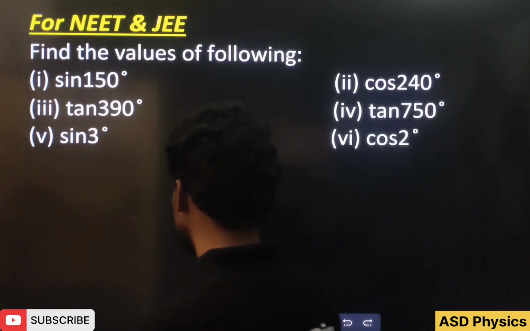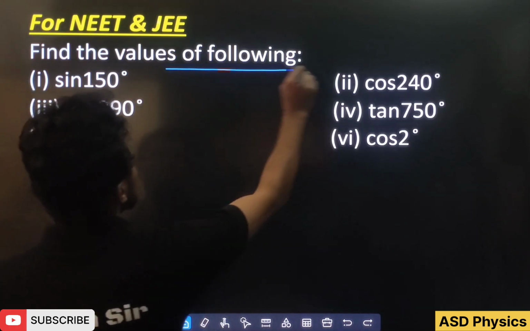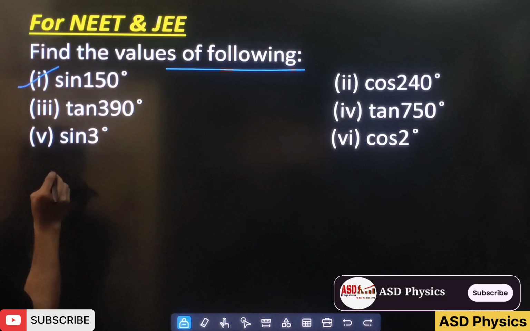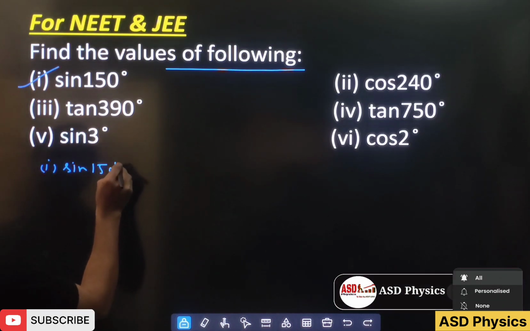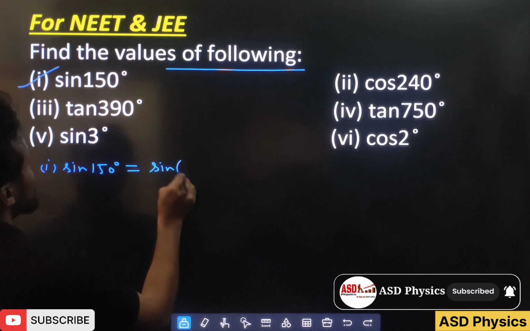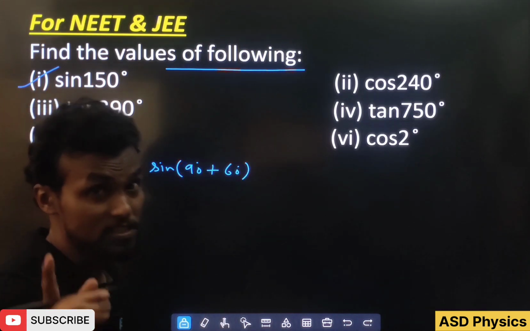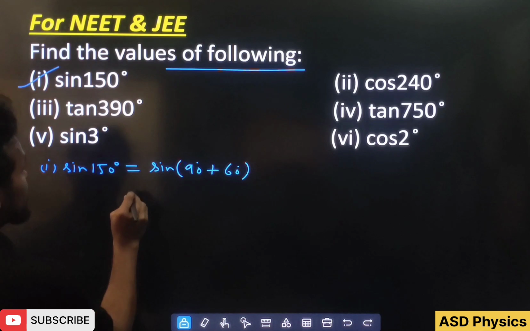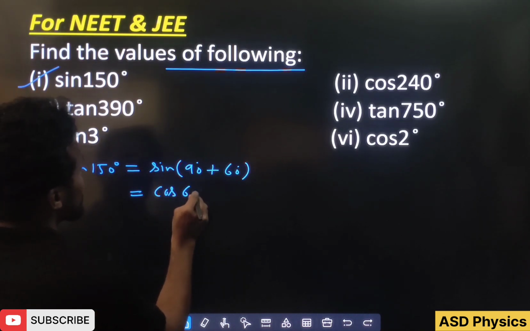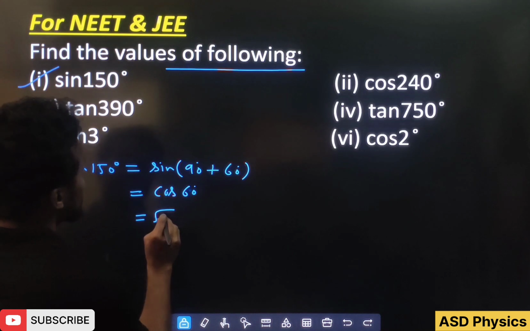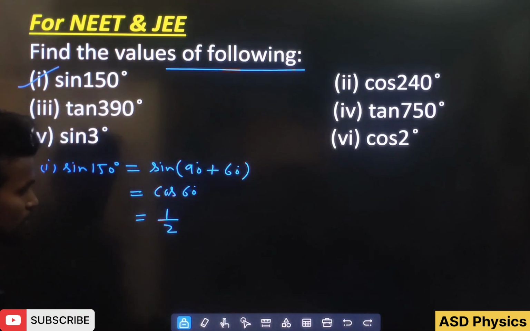Okay, now students, see the 14th one: find the values of the following. Now I have taken sine 150. So this sine 150 we can write as sine of 90 plus 60. Now sine of 90 plus 60, which quadrant? Second quadrant, and sine is positive. So sine of 90 plus 60 will become cos 60, and the value of cos 60, students, is 1 by 2.